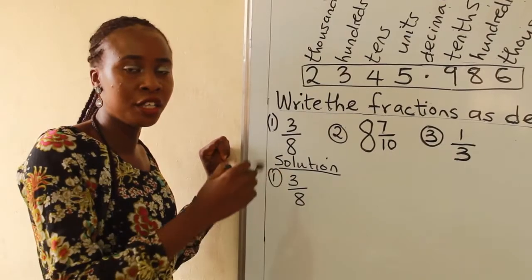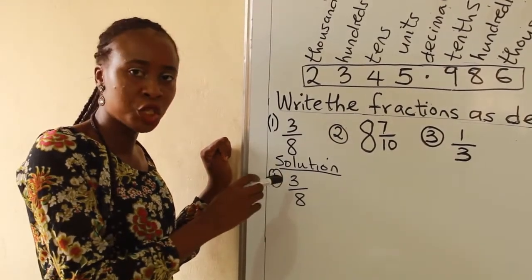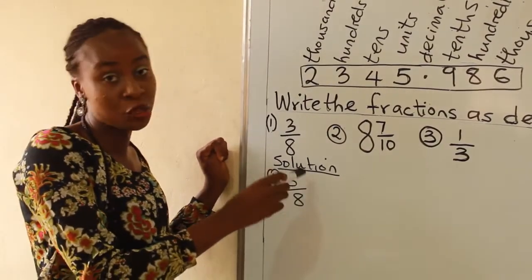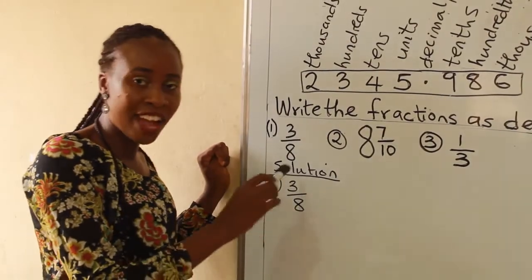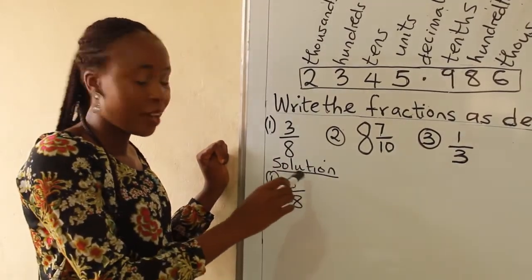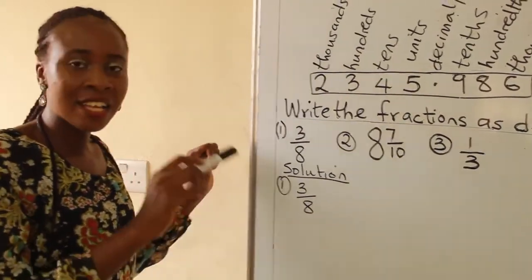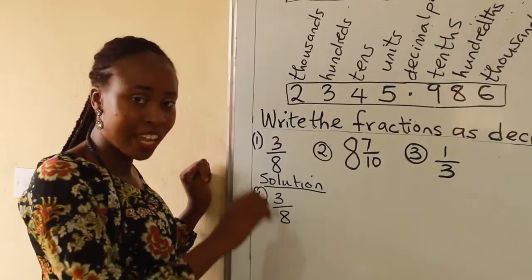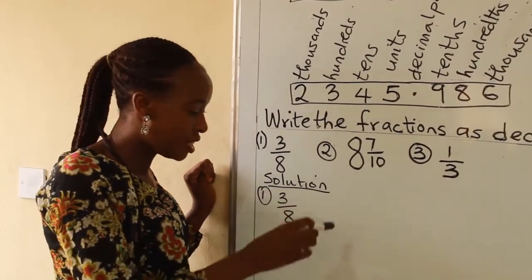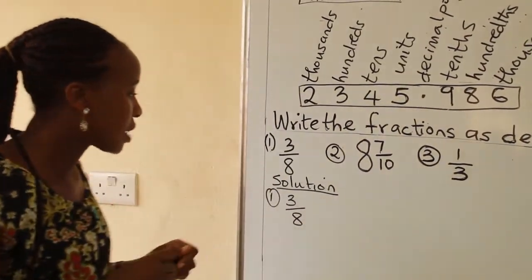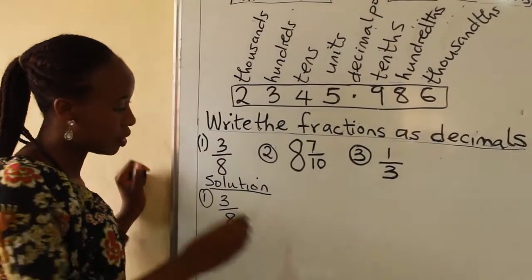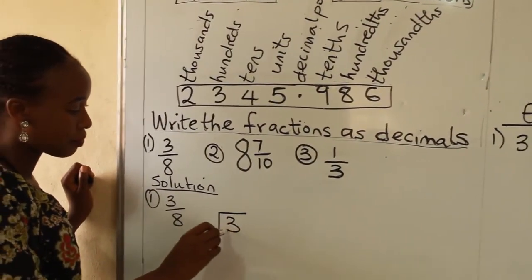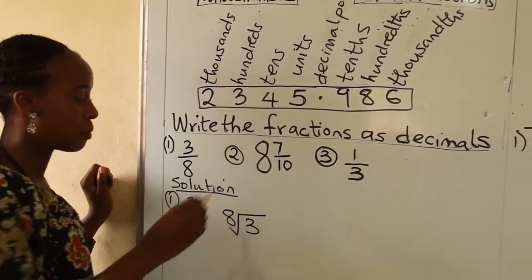We'll be using our long division. 3 is the dividend. Dividend means the number to be divided. And 8 is the divisor. The result of our division is known as the quotient. The result at the end of our solving, the answer we'll be getting, is referred to as the quotient. The numerator will be inside, while the denominator will be here.